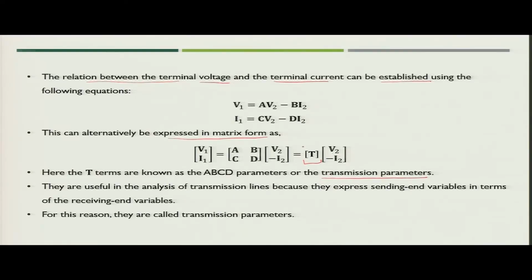Either you can write ABCD or you can simply write T; both represent the same set of ABCD parameters. This is very important in the analysis of transmission lines because it expresses the sending end voltage and current in terms of the receiving end voltage and current. Because of this property we call them transmission parameters.